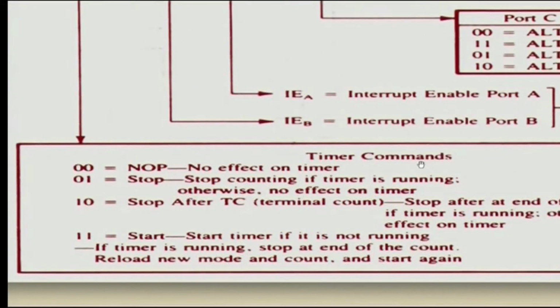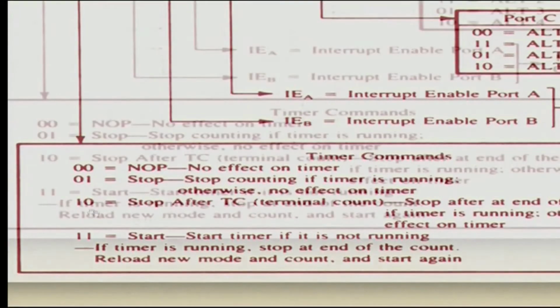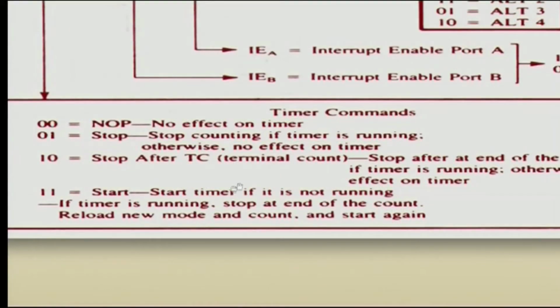Among the 4 modes, 0 0 means there is no effect on the timer, it is normal operation. 0 1 means if the timer is running and you want to stop it, you can apply the value 0 1. When the timer is running, if you want to give a terminal count, meaning a small pulse, then you have to give the value 1 0. The 1 1 is used to start the timer. Suppose the timer is not running, you can write the value 1 1, otherwise there is no need for this command. So, these 4 modes will be used to enable the timer.